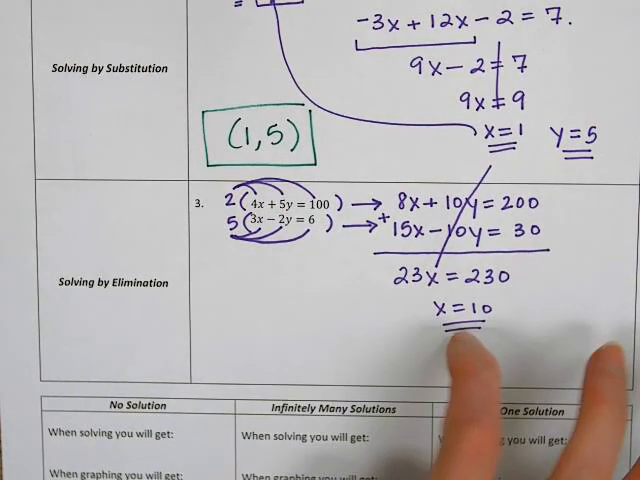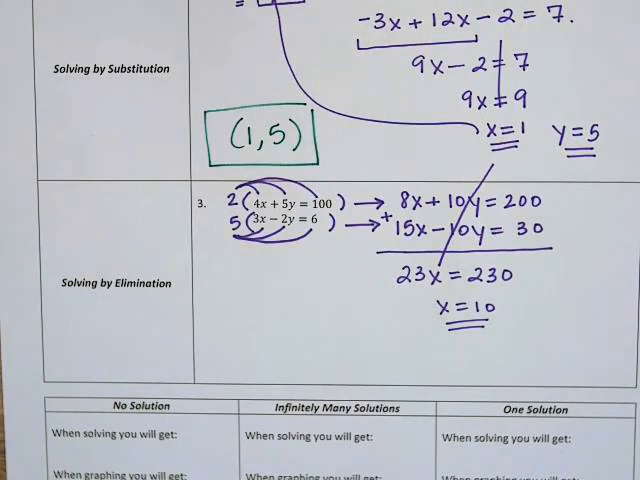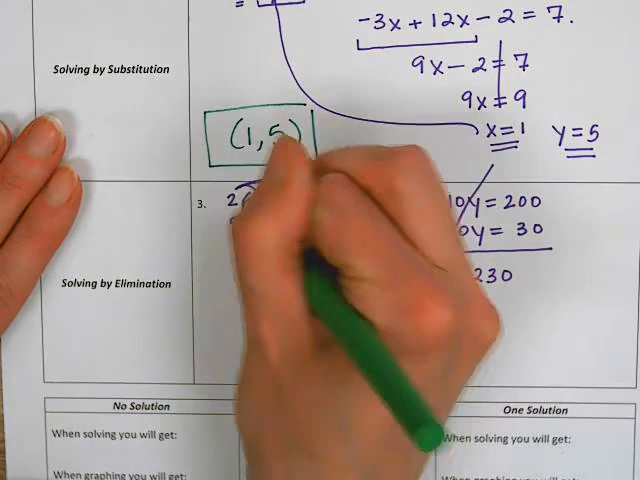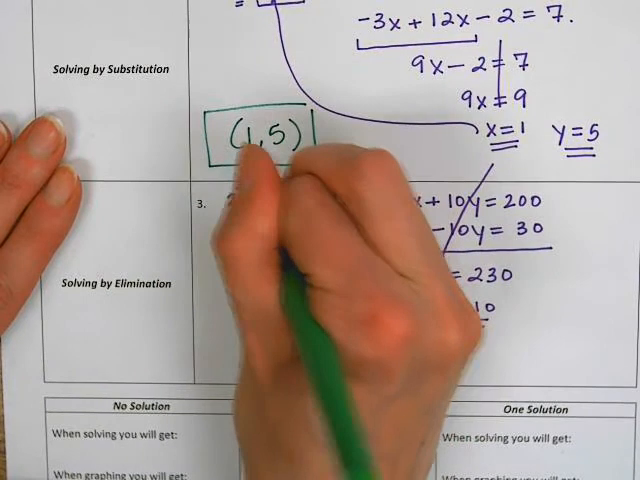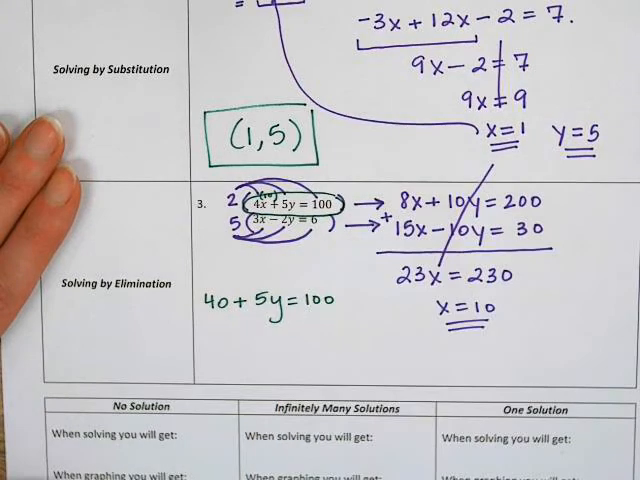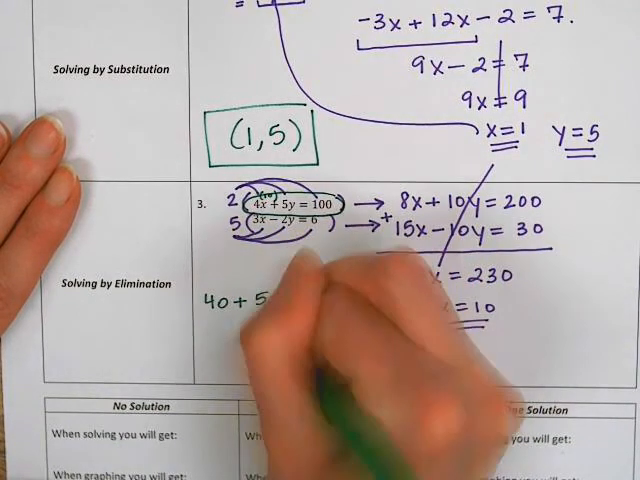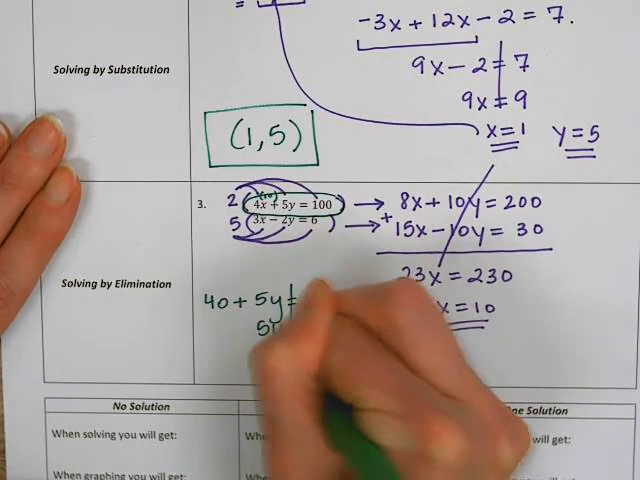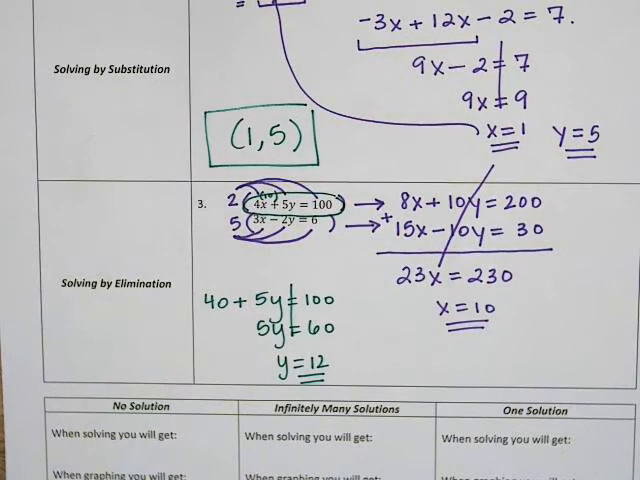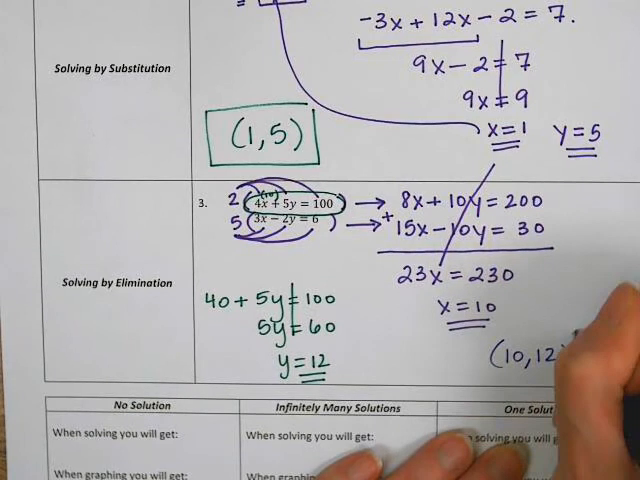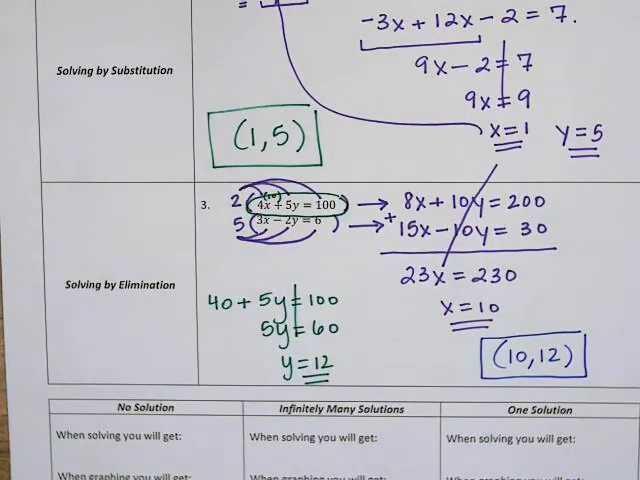And then we got to take 10 and plug it back in and try to find y. So I'm going to plug it into the top one. It doesn't matter. So if x is 10, we have 4 times 10, which is 40, plus 5y equals 100. And then if you draw the wall, subtract the 40 over, you get 5y equals 60. Divide by 5, you get y equals 12. So final answer as an ordered pair is 10, 12. So that's elimination. Again, there's multiple choices you guys could have used to eliminate.